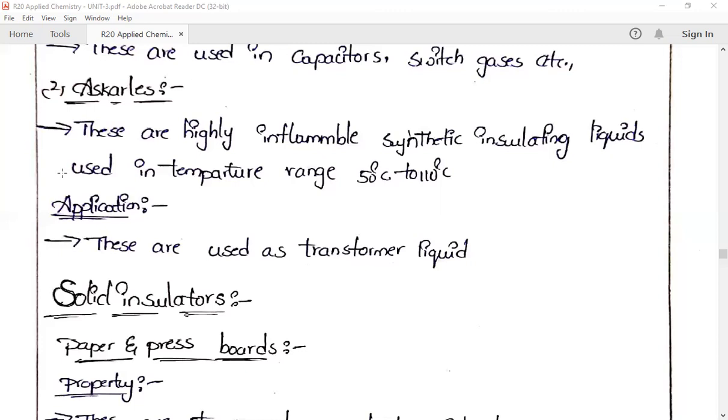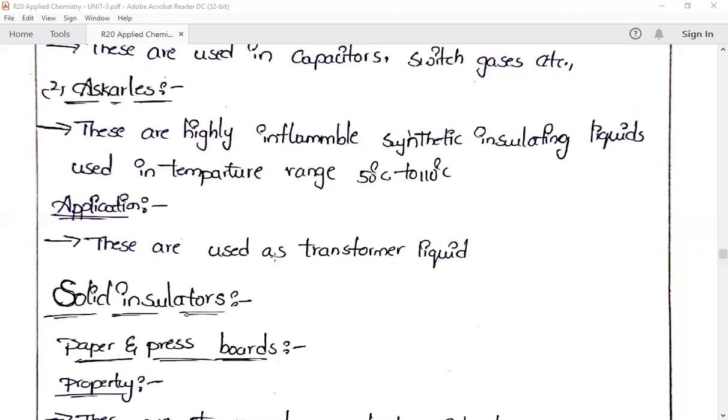Coming to the uses or applications of askarels, these askarels are usually used to impregnate cellulosic insulating materials such as paper or press boards.